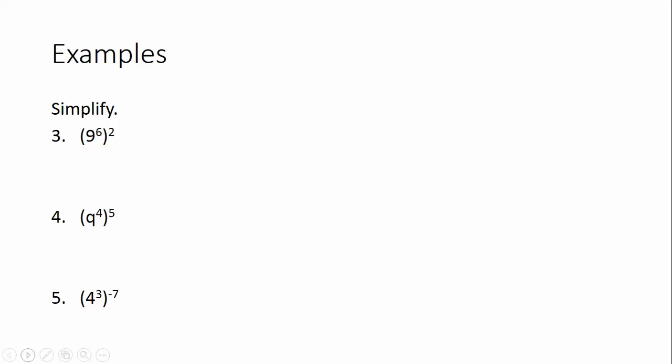So let's simplify. 9 to the 6th raised to the 2nd power is 9 to the 12th. Q to the 4th raised to the 5th power is q to the 20th. 4 to the 3rd raised to the negative 7th is 4 to the negative 21st. But remember from our 9-4 lesson, we can't leave a negative exponent in an answer, so we need to move that power into the denominator in order to make the 21 positive. The answer on the right would be the accepted answer. The answer on the left would not be accepted.